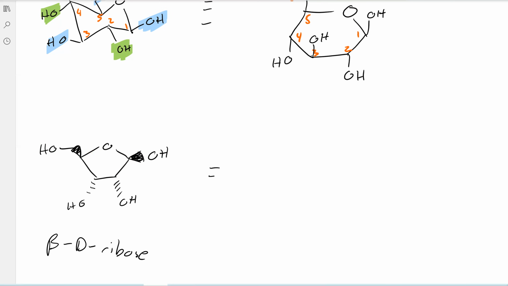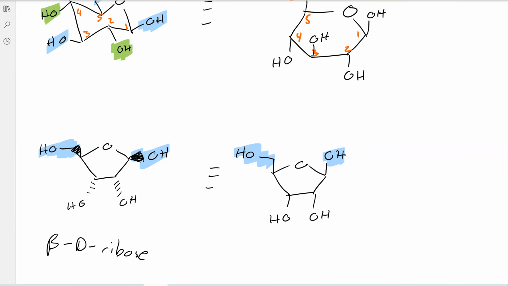And the way that we would draw the Haworth projection there is essentially the same thing, except instead of wedges or dashes, things are just going to be pointing up or down, right? So those two are pointing up because these are wedges, and then these two down here will be pointing down because over here they're dashes.